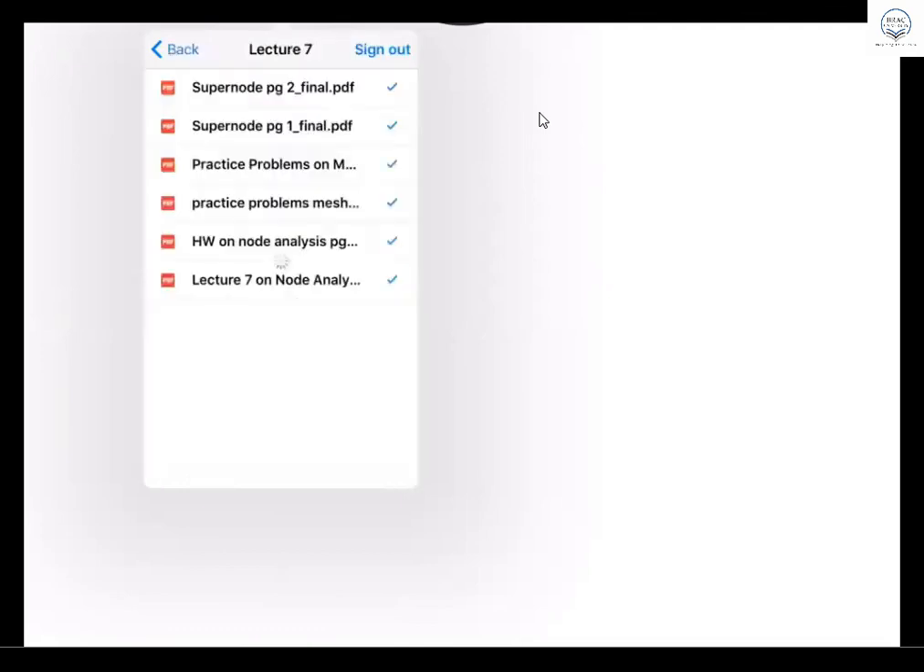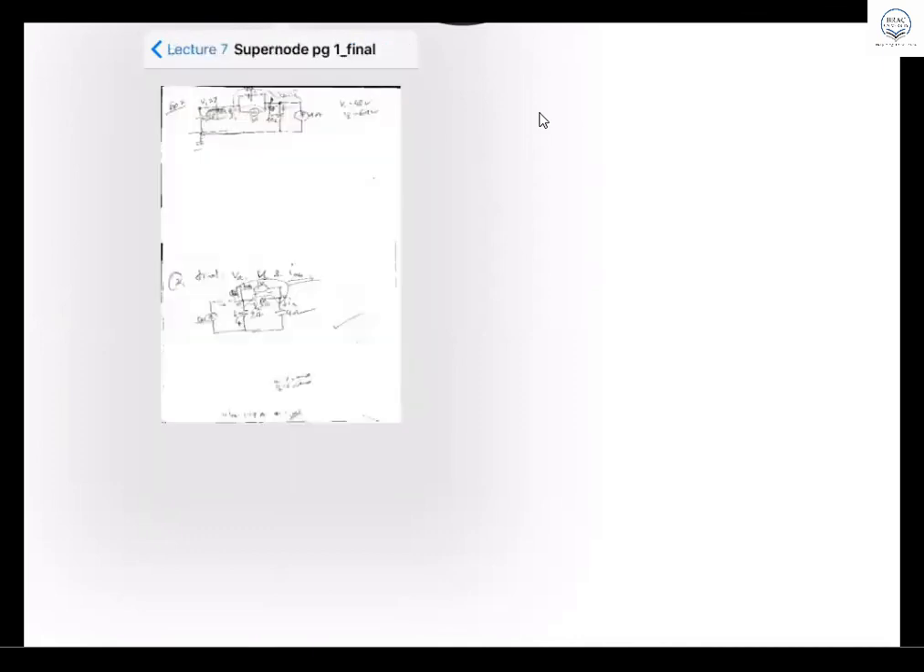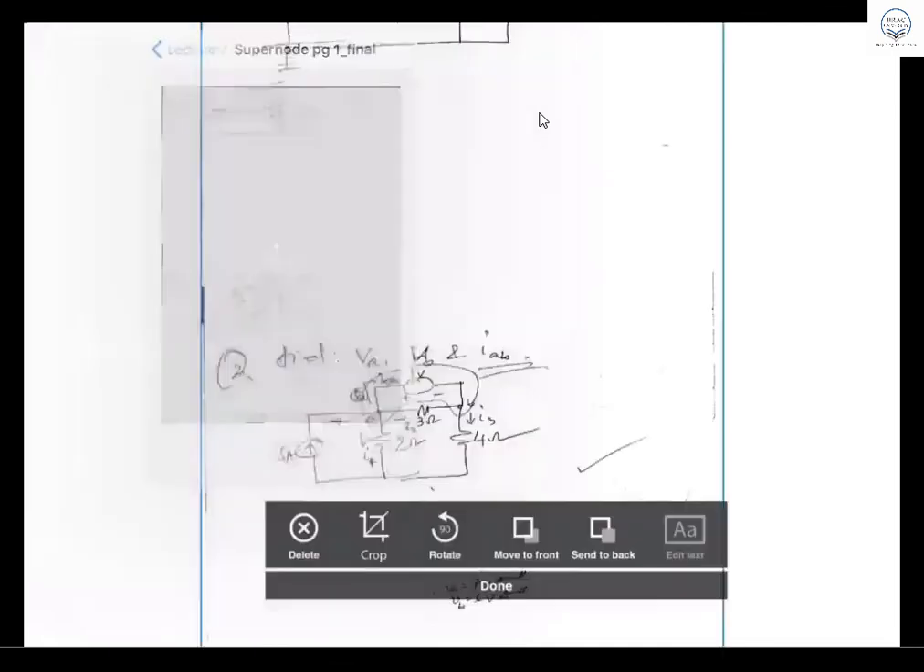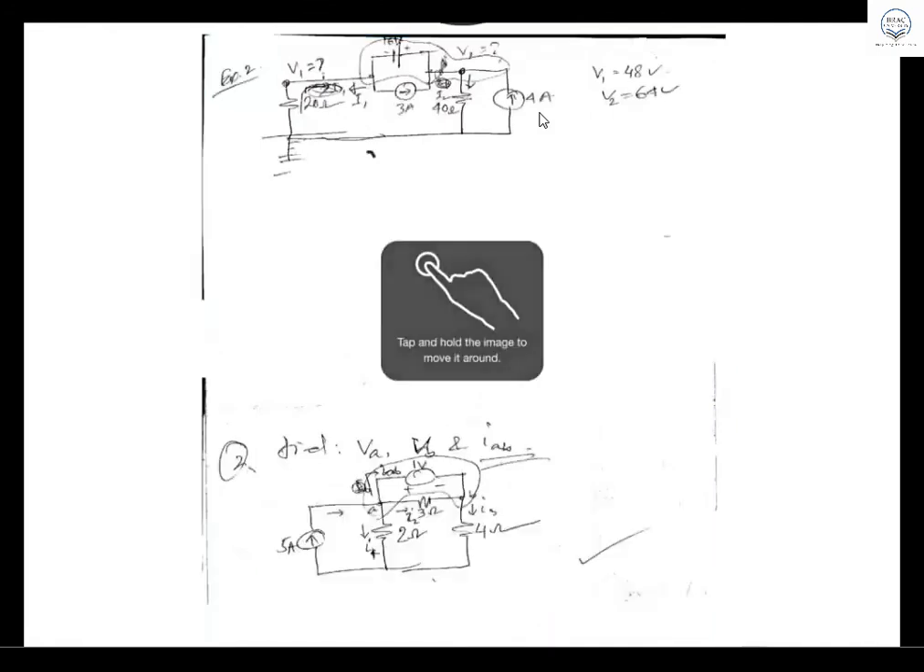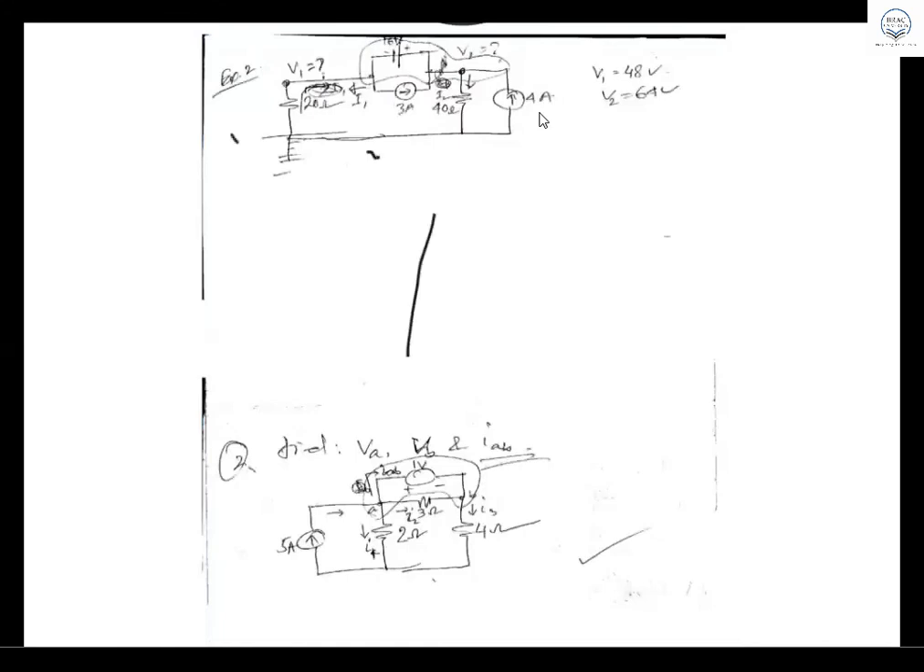And the supernode problem, this one I could not finish today. Next class we will do the supernode topic, and then we will start solving. So don't solve this problem. I'm just showing you here today. You don't need to solve the supernode problem 1, 2. You cannot solve it yet, and don't waste time on this.